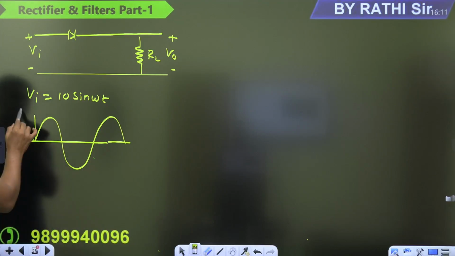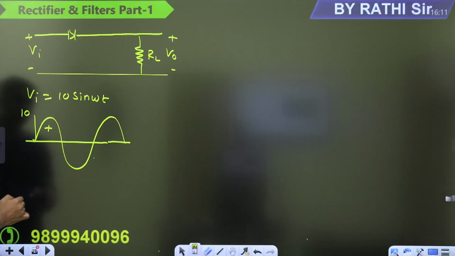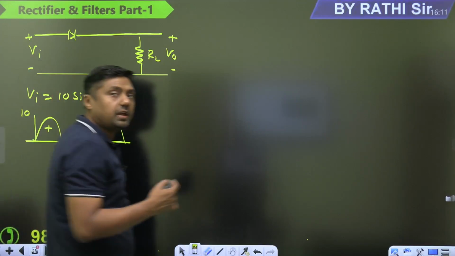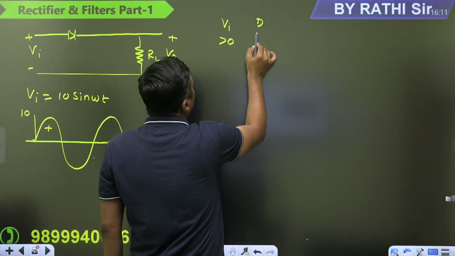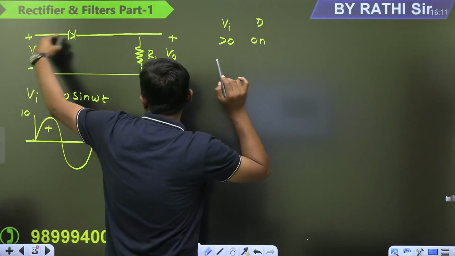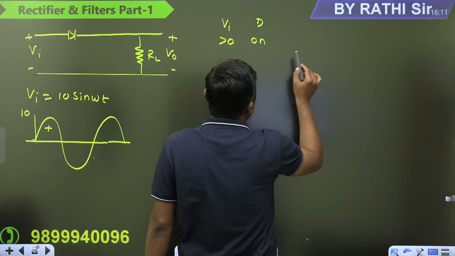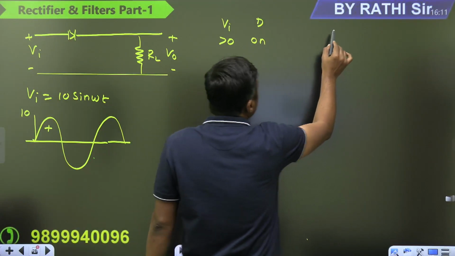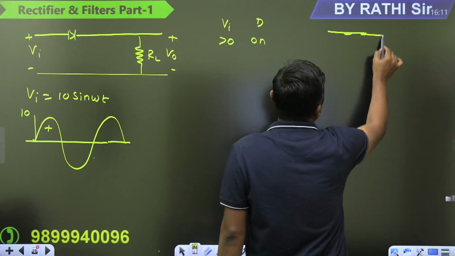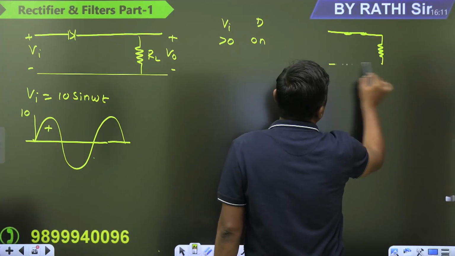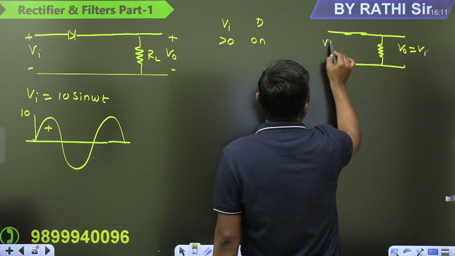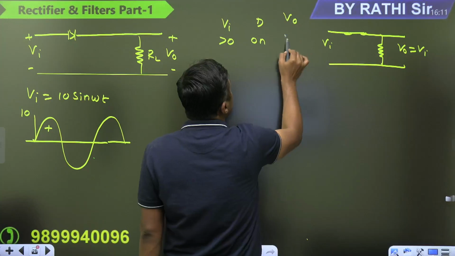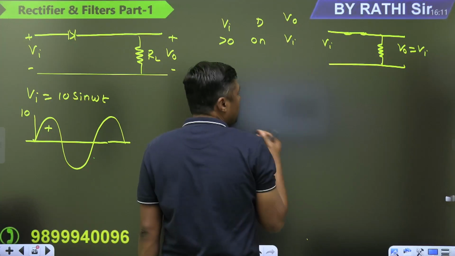So during positive half, when the VI is greater than 0, what about the diode? On. Definitely it is on, because it is positive. It will act as short circuit and you will get this type of circuit. And in that case, output is exactly replica of the input.